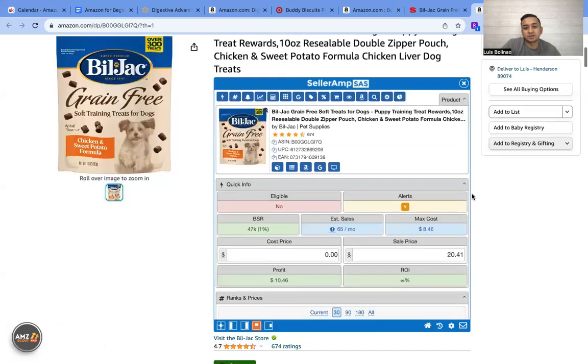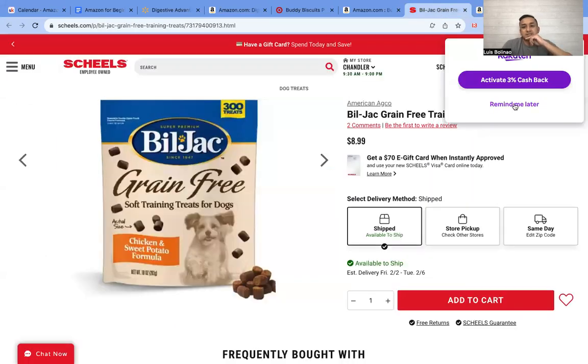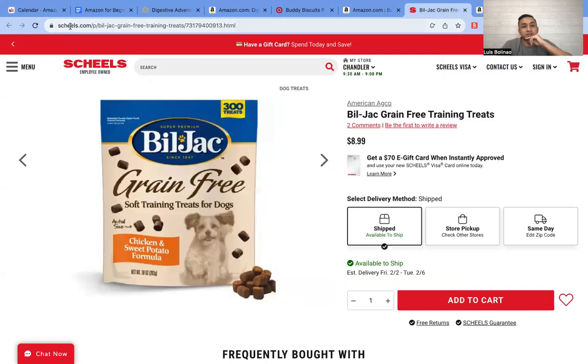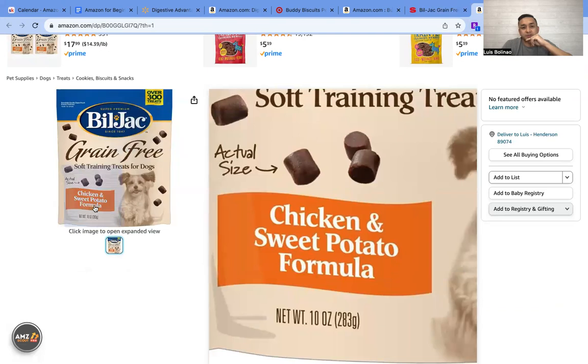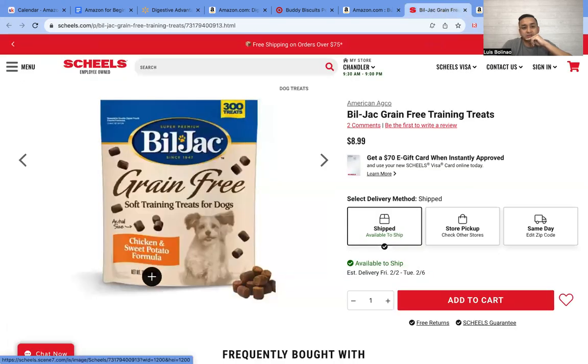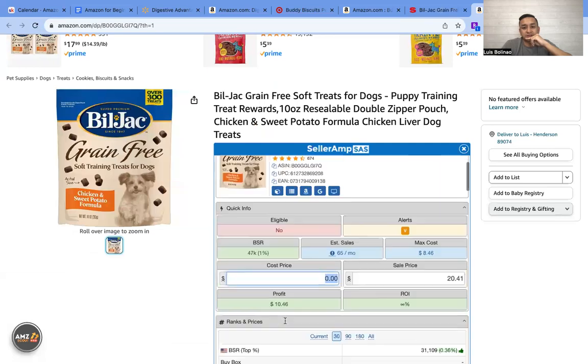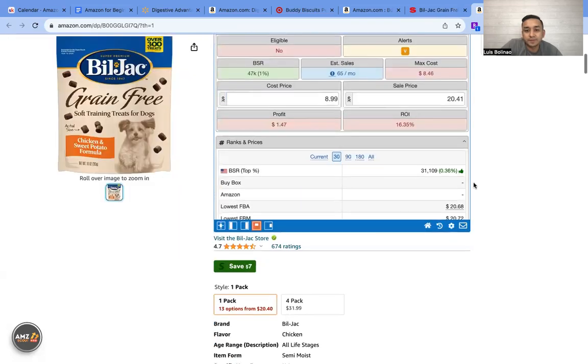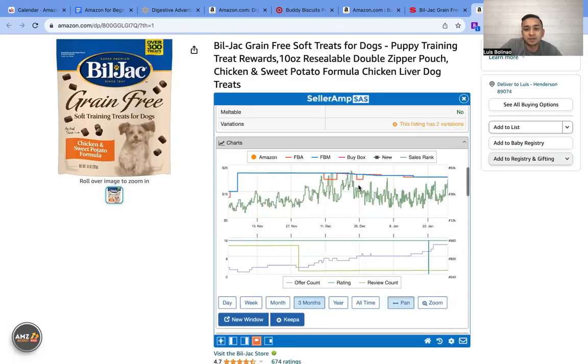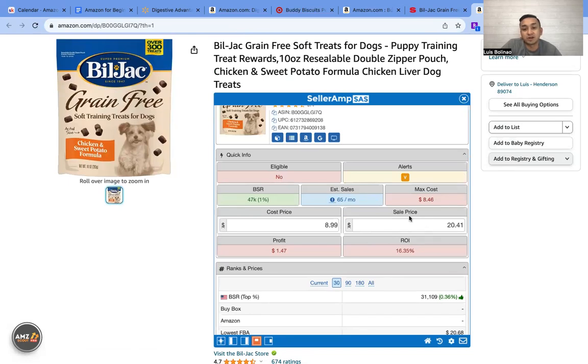Okay, this is the next product. It's from shields.com, another popular supplier. This one is $8.99, 300 treats, chicken and sweet potato formula. It's the same, so $8.99 is the cost. This one is giving you a 16% ROI.